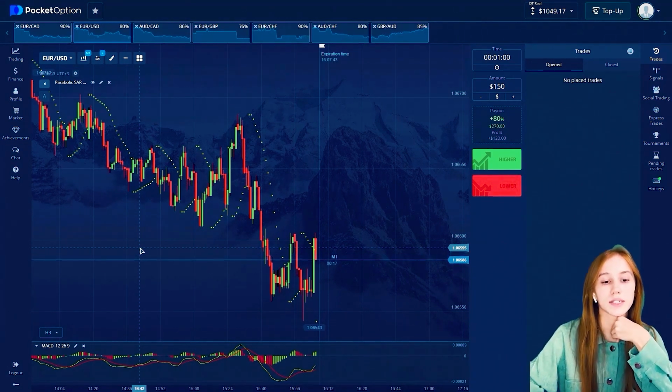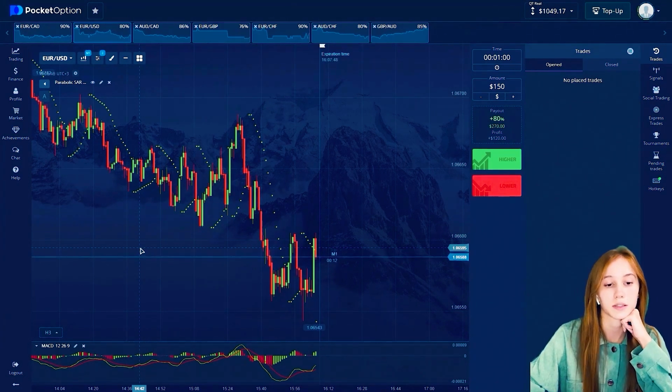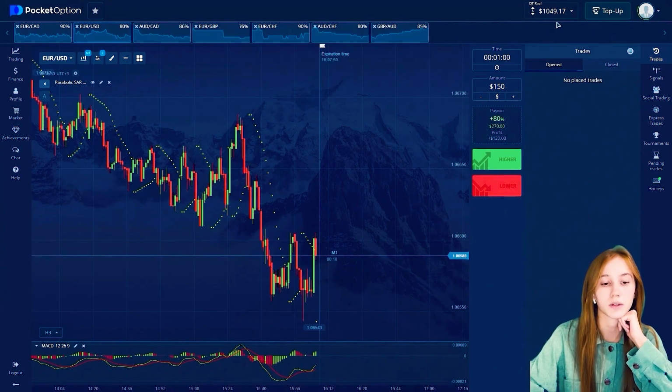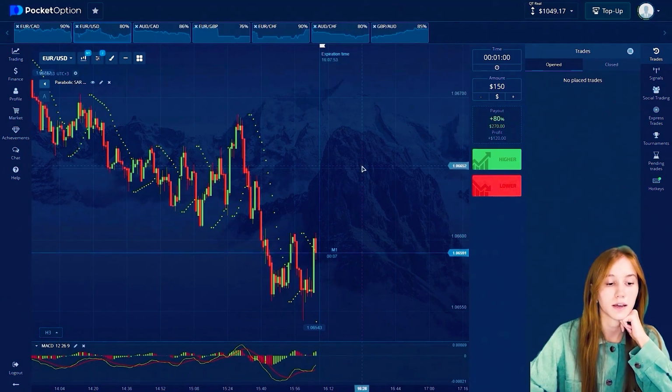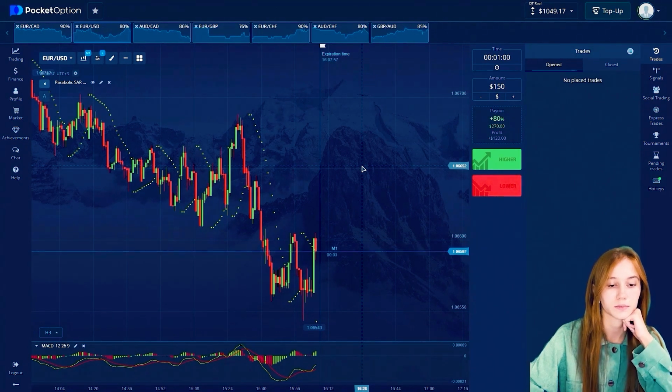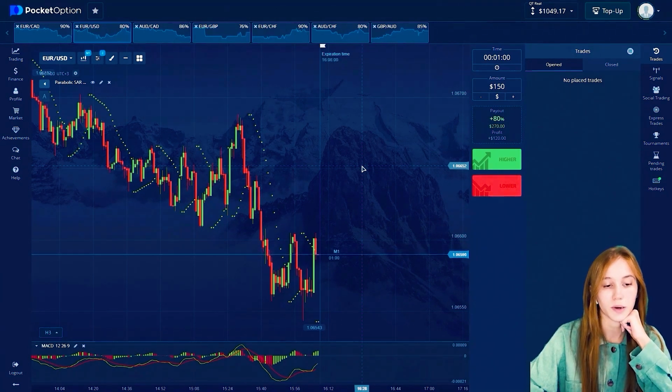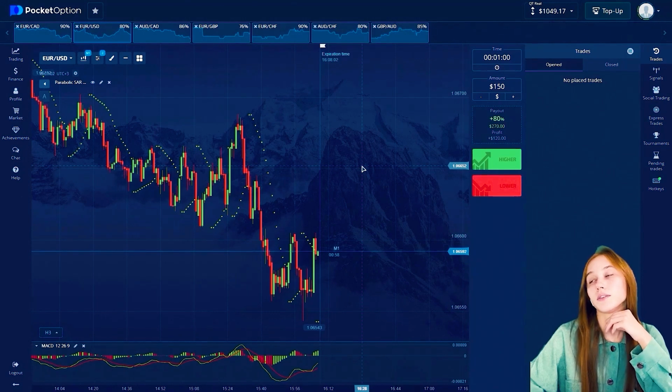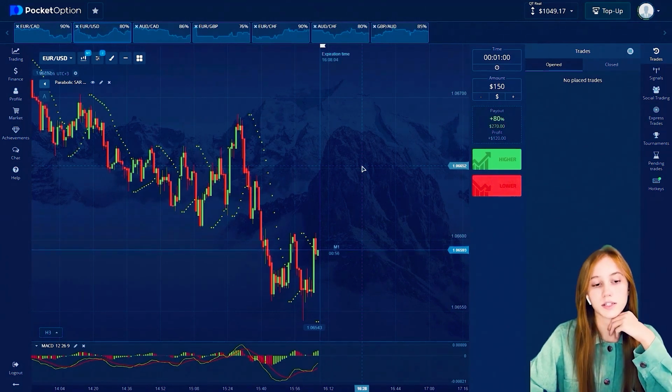We increased our balance. The starting balance was $10, and now it's more than $1,000. It's good.